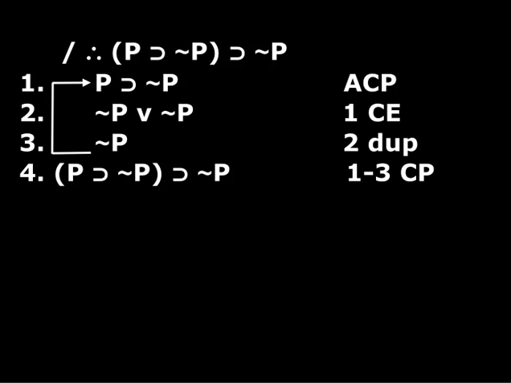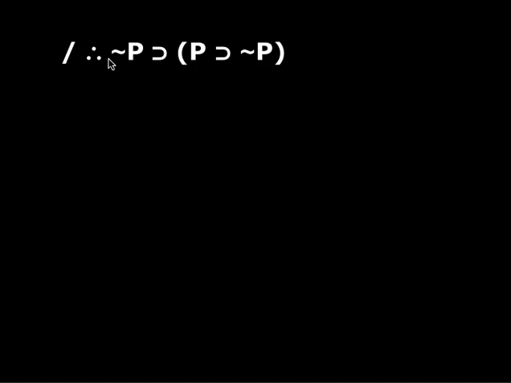Let's do another example, because it turns out if we flip these, it's also a tautology. If not P, then if P, then not P. So I'm just going to flip it around. This statement is also a tautology. I'm also going to use conditional proof. I'm going to assume the antecedent and derive the consequent. So I'm going to assume not P. My goal now is to derive this, and it's pretty easy.